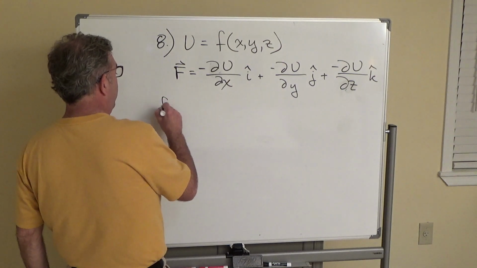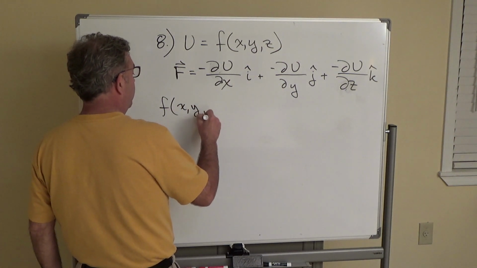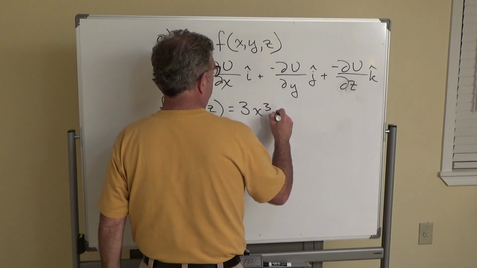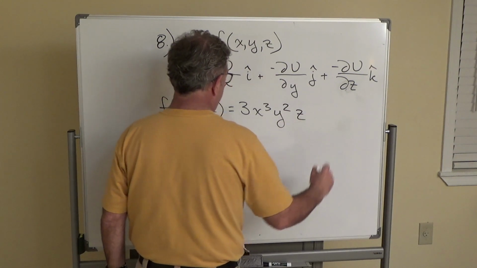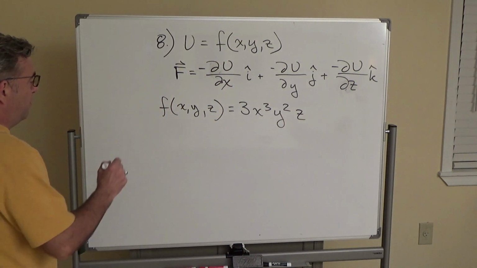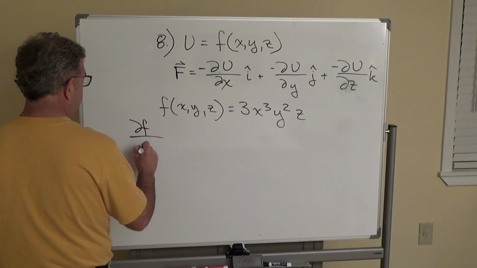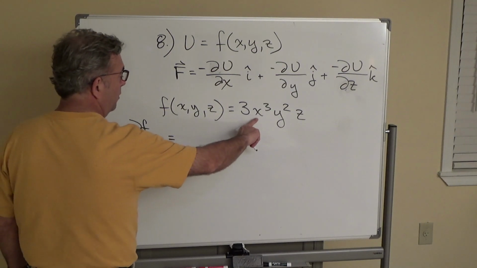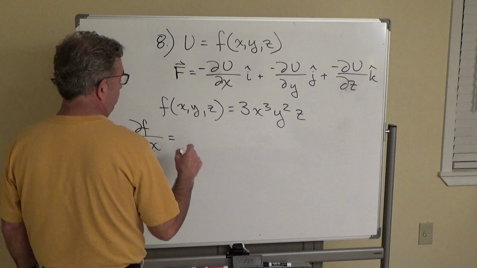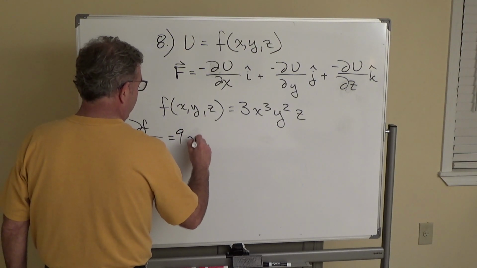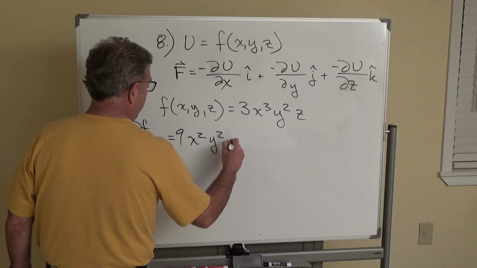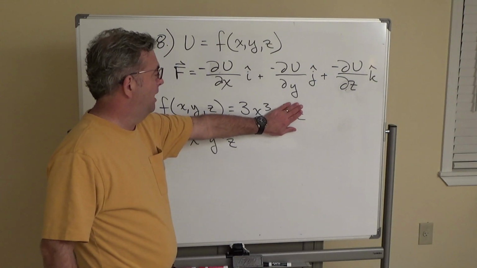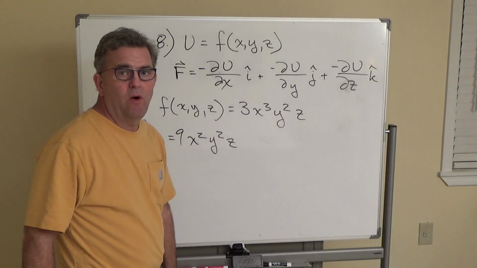Example. Let's let f of x, y, z equal 3x cubed y squared z. If I want the partial of f with respect to x, I take the derivative with respect to x and hold everything else constant. That's going to be 9x squared y squared z. I just differentiated that and I tacked that back on. I held it constant.